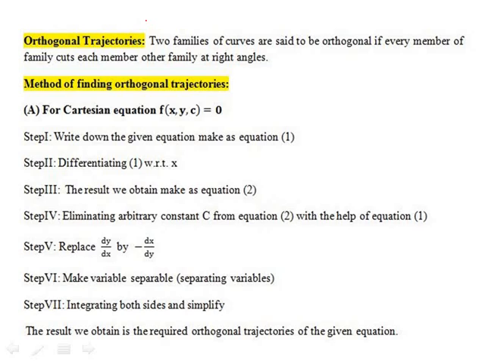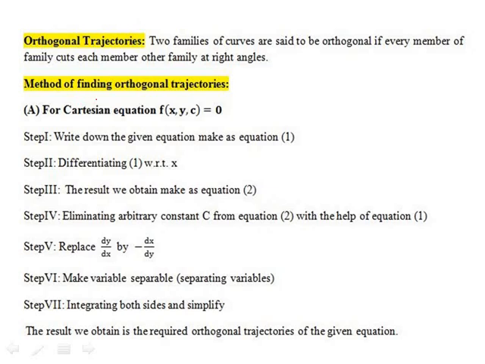In the examples based on orthogonal trajectories, one equation is given in each and every example, and for that particular equation we have to find the orthogonal trajectories. It means the equation which cuts the given equation at right angles. So we will see the method of finding orthogonal trajectories.